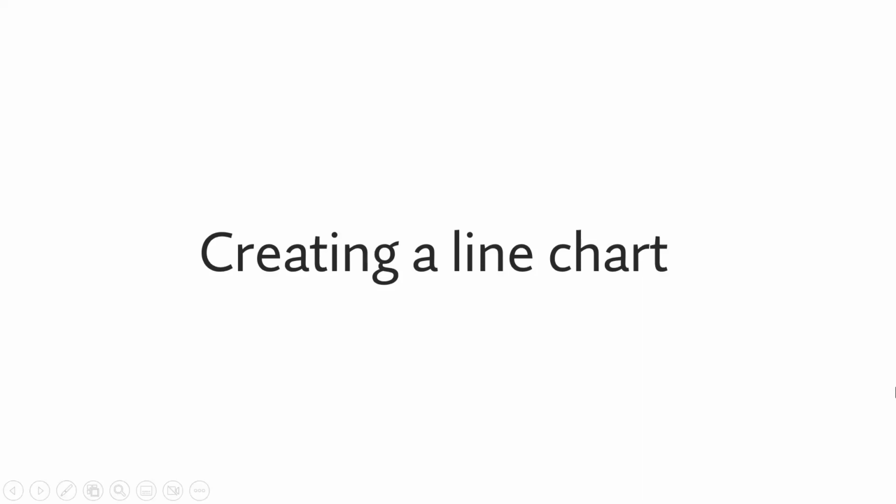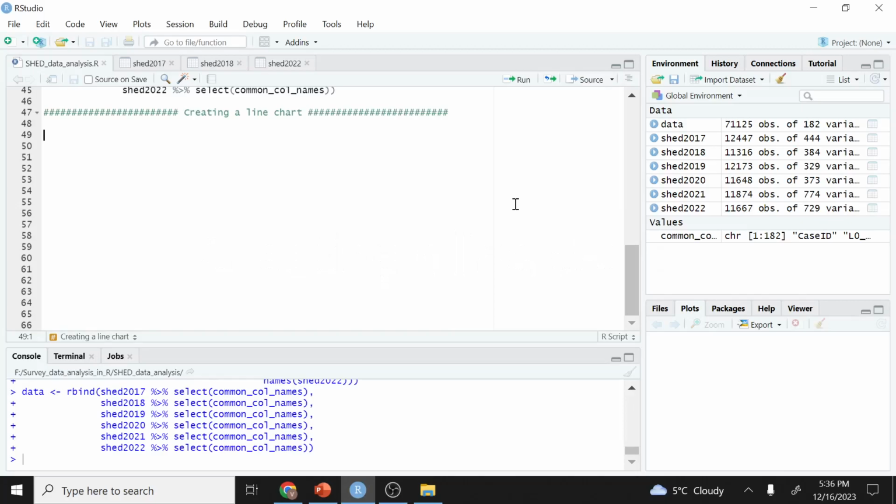In this lesson, we are going to learn how to create a line chart. In our last lesson, we combined the 6 shade datasets and we created a dataset called data.